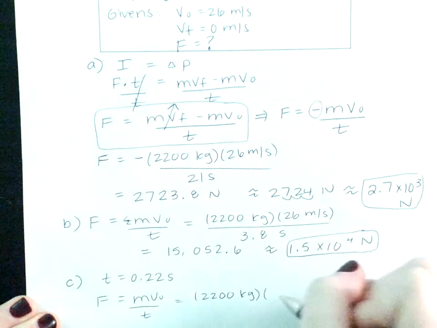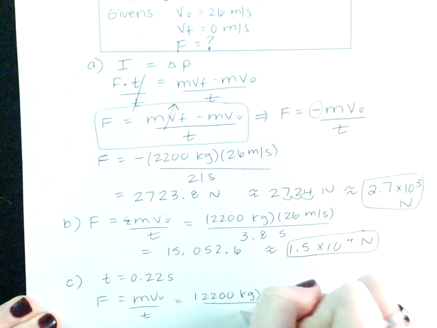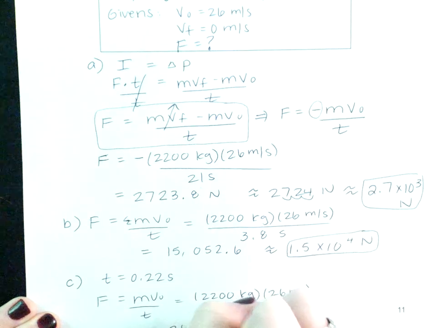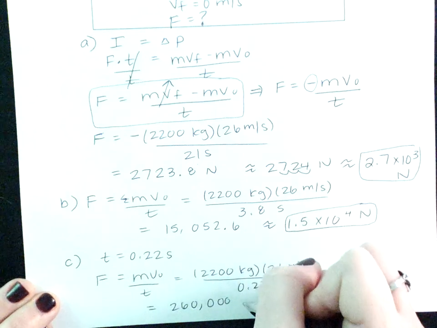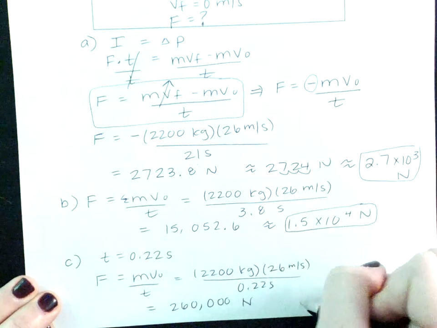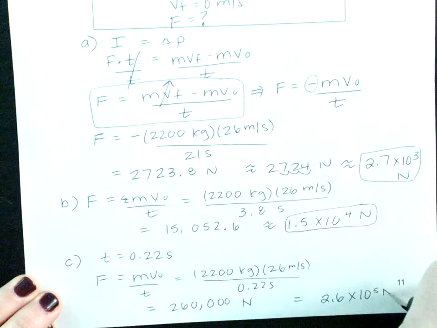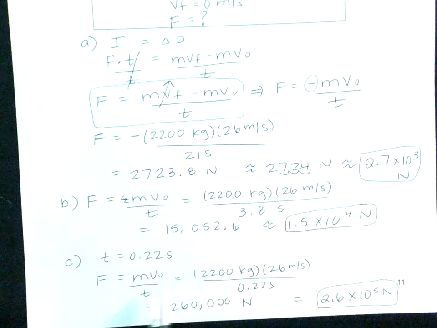So 2,200 kilograms times 26 meters per second divided by 0.22 seconds, you should get an average force of 260,000 newtons, which is 2.6 times 10 to the 5th newtons. So as the time decreases, force must increase if the velocity and the mass are staying the same.